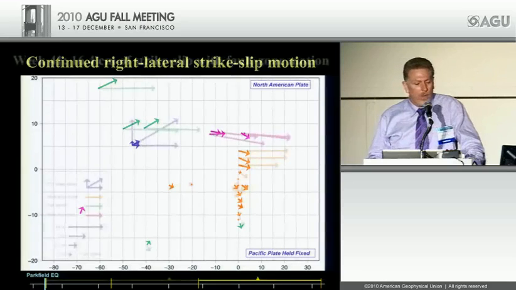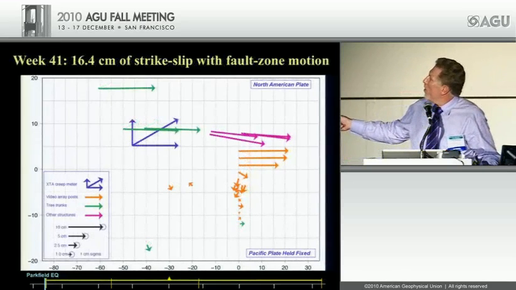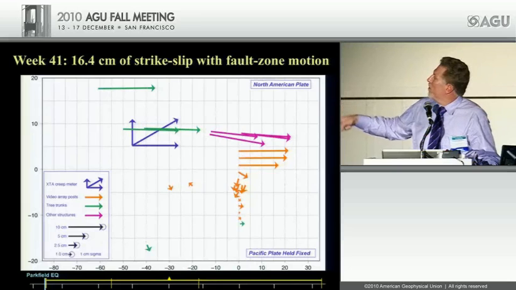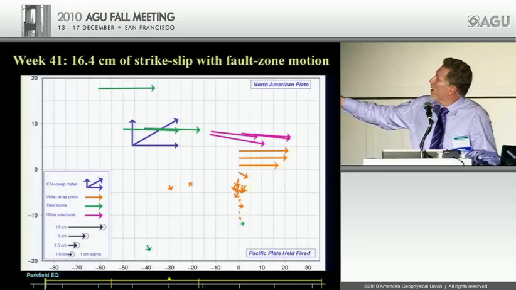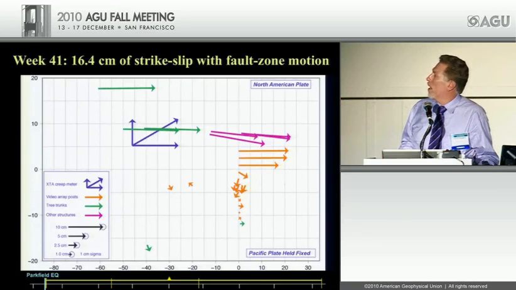So if we add it up for the full 41 weeks, we have almost pure right lateral strike slip, upwards of 16 centimeters worth of slip. It's almost all perfectly heading off this way. And the length of the strain meter definitely matches in with the creep meter.